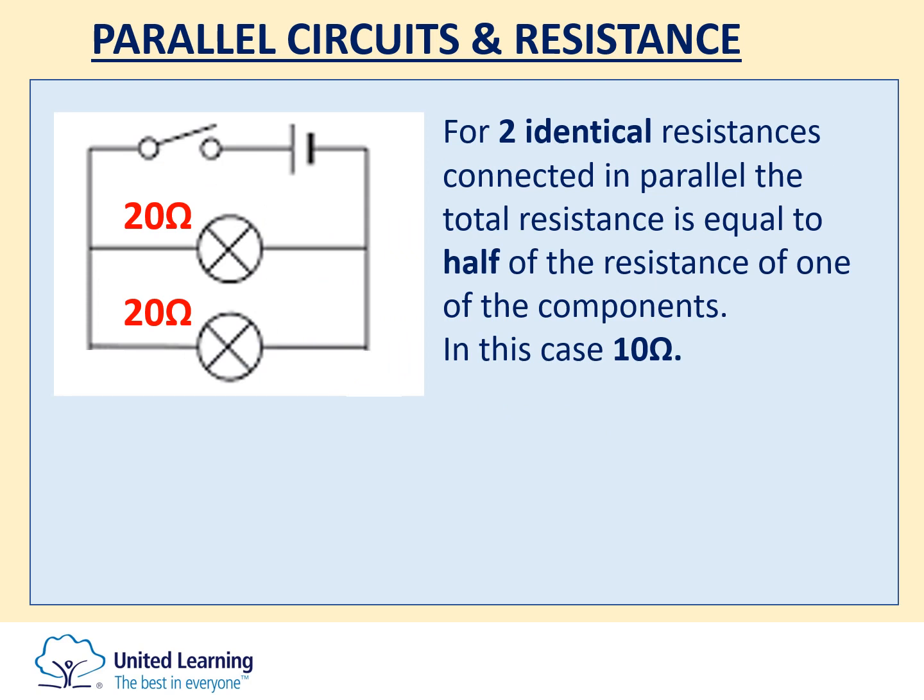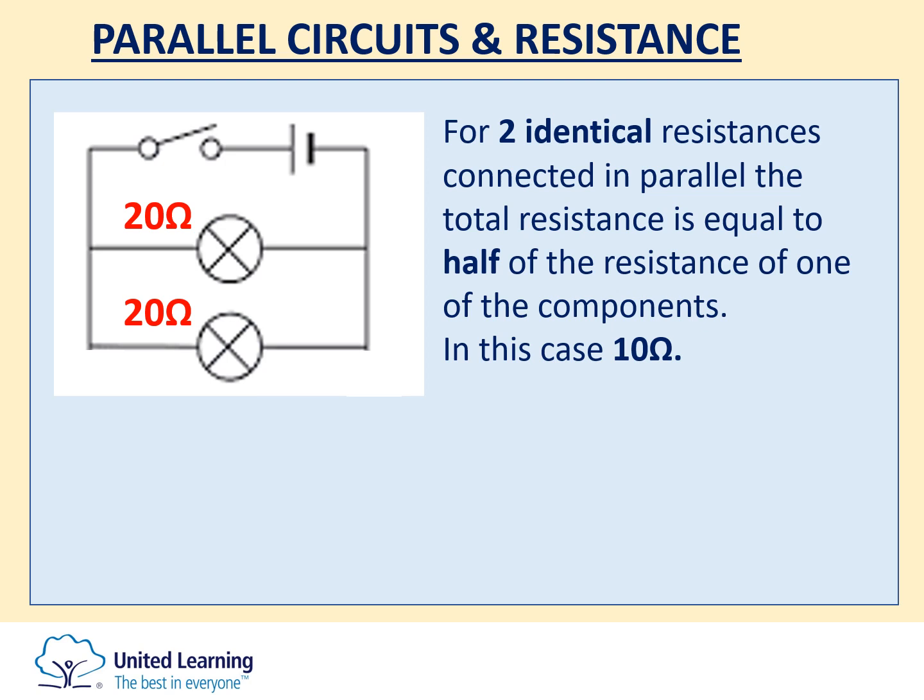For resistance in parallel circuits, the total resistance of resistors connected in parallel is always less than their individual resistances. If you're doing foundation tier, that's the key point that you need to know. Resistors connected in parallel, the total resistance is always less than the individual resistance.